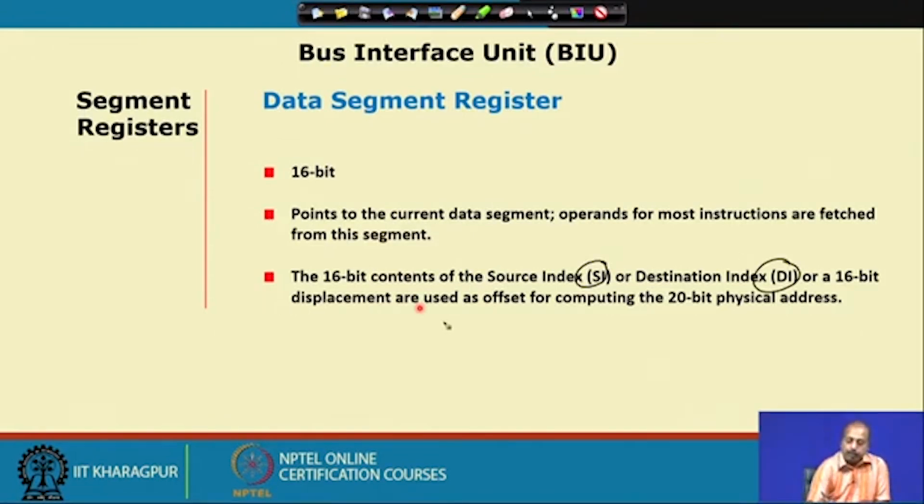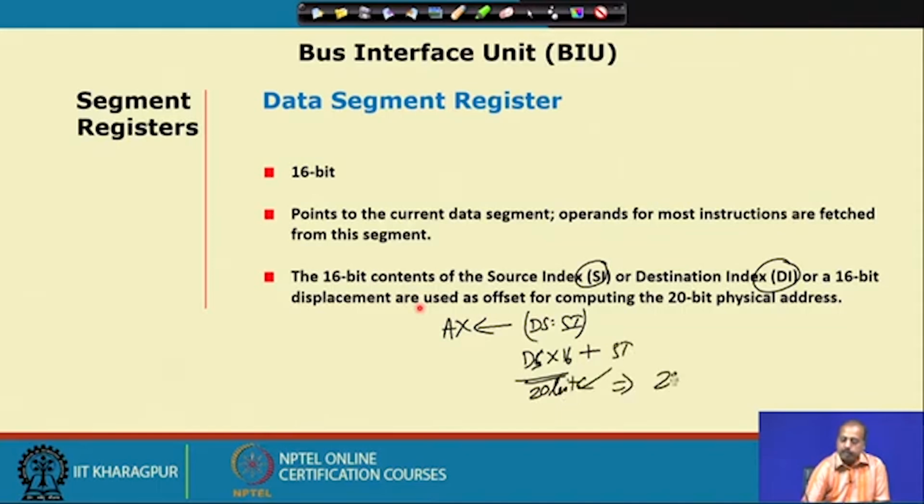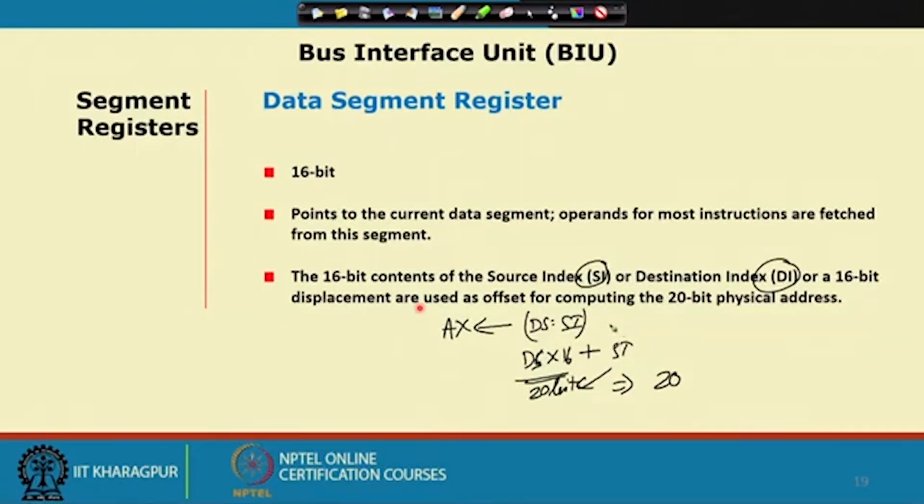So, say if you want to get into the register AX the content of DS colon SI. What happens is that the DS register is multiplied by 16, so that way it is giving me a 20 bit value. With that, the SI register content will be added. So, you get a 20 bit address. A 20 bit data address will be generated, and that will be giving us the address for the data access.